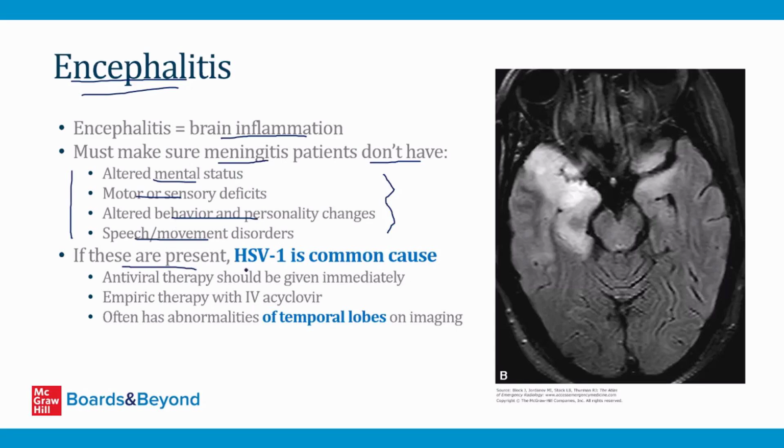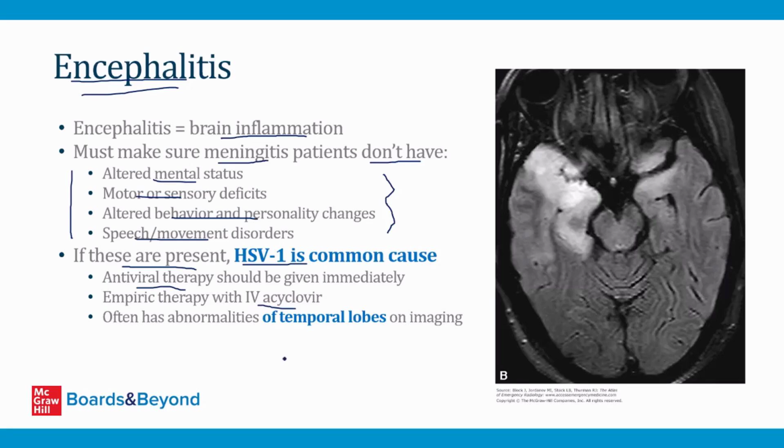And if you do have evidence of encephalitis, if these things on this slide are present, then one of the first viruses you want to think of is HSV1. This is a very common cause of encephalitis. It's so common that when patients have evidence of encephalitis, antiviral therapy is usually given immediately. It's usually IV acyclovir because HSV1 is presumed to be the cause.